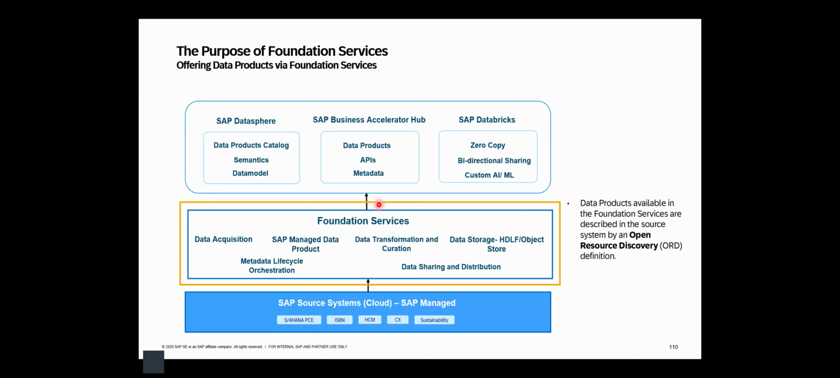So basically, data products are shared with SAP Datasphere for modeling purposes. It is shared with Business Accelerator Hub with all the metadata information. And this is a publicly available website. So you can go to the Business Accelerator Hub, and there you will see a new tab called Data Products, and you'll be able to see all the metadata and API information there. And also the data products are shared with SAP Databricks for executing AI/ML scenarios.